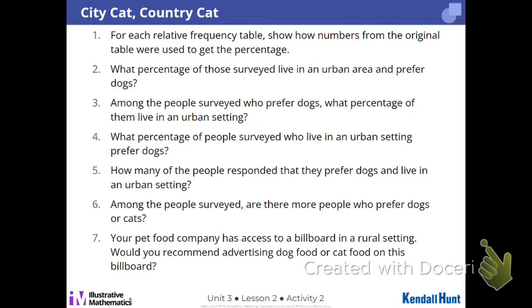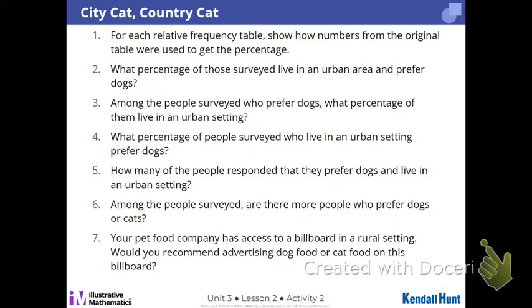So this is the questions, also on your handout. You're going to answer these questions. The first thing you're going to do is pick one number from each of the relative frequency tables and explain what it means in context. So what's the part, what's the whole, how did they get that percentage? Then the rest you're just going to have to read. You can answer all these questions with your relative frequency tables.